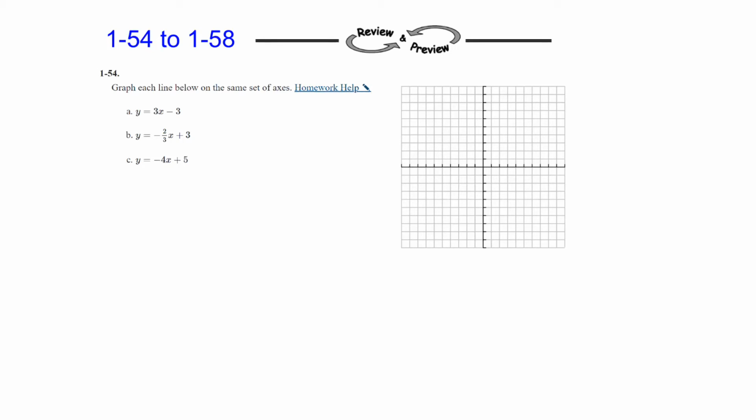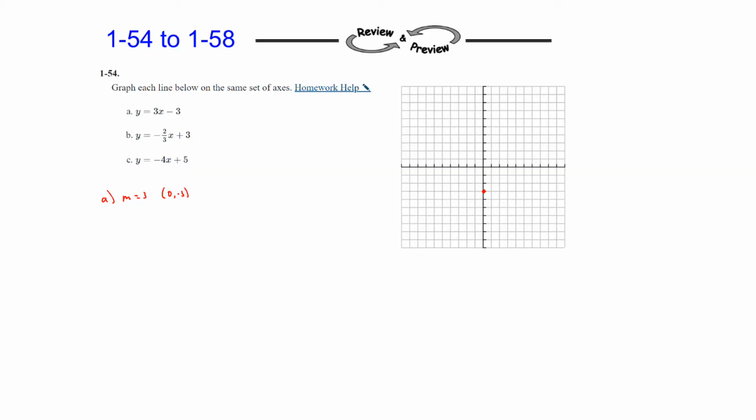Hello, this video will go over homework questions 54 through 58. Question 54. Graph each line below on the same set of axes. So on the first one, we have a slope of 3 and a y-intercept of -3, and this is just one way we could graph it.